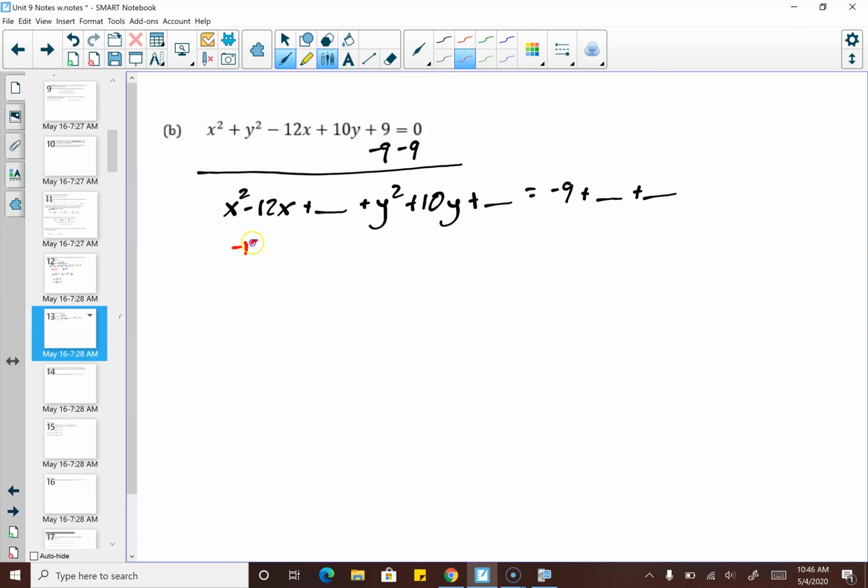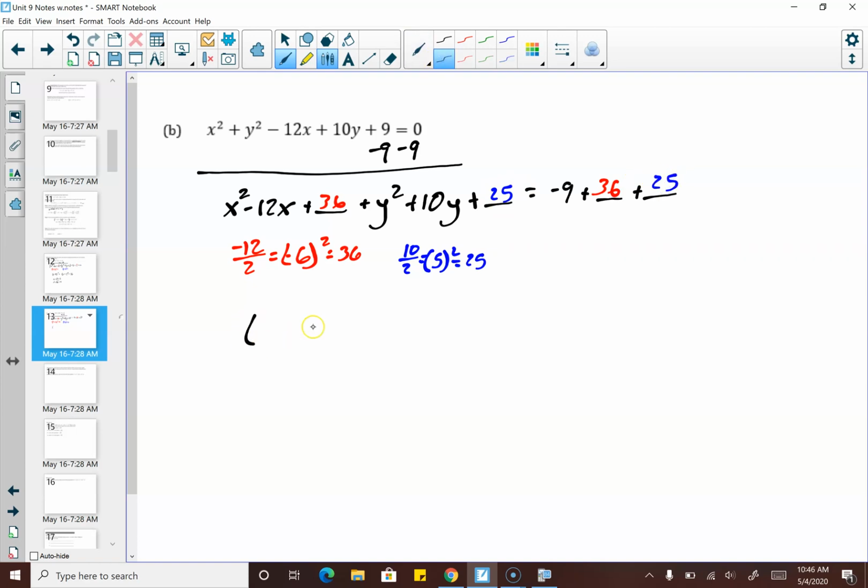So for the x's, I'm going to start by, I take the negative 12 divided by 2, I get negative 6. Negative 6 squared is 36. So 36 and 36. For my y's, I'm going to be 10 divided by 2 is 5. 5 squared is 25. 25 and 25.